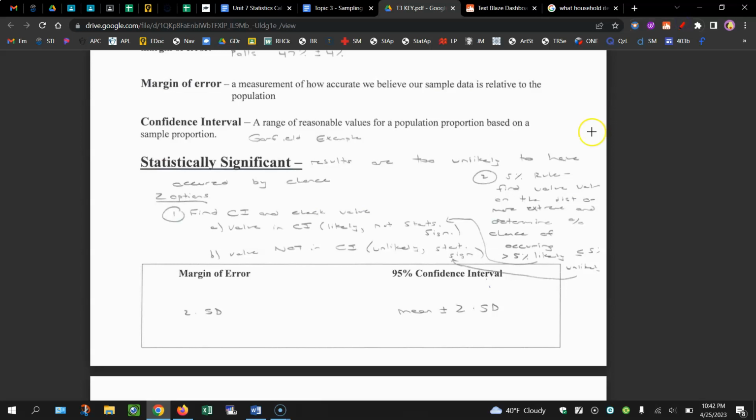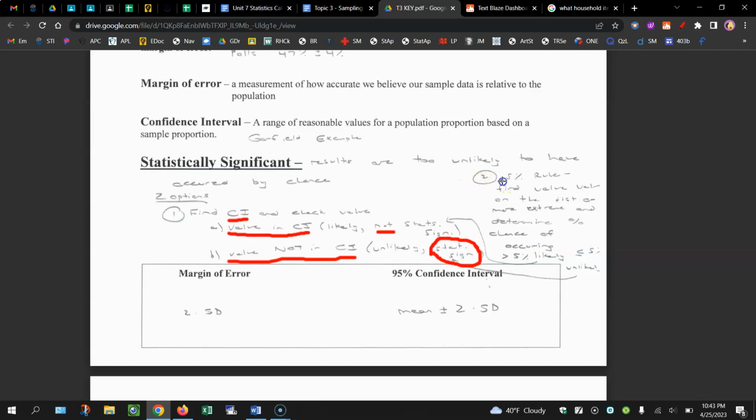So statistically significant means our results are too unlikely to have occurred by chance. So if we don't think that they occurred by chance, then they occurred due to there actually being a difference. And there's two ways we can check for statistically significant. We can find our confidence interval, CI, and see, is our value in the confidence interval? If it is, that's likely, and it's not going to be statistically significant. If the value is not in the confidence interval, that means it's not a reasonable value, so it's unlikely, and it is statistically significant. That's one way we can test for statistically significant.